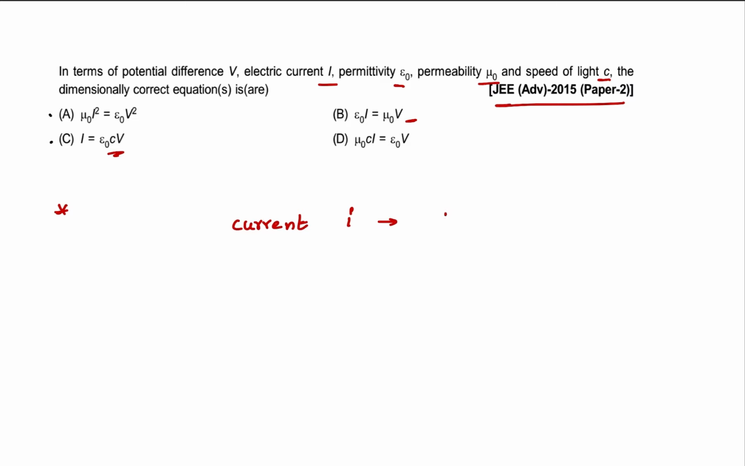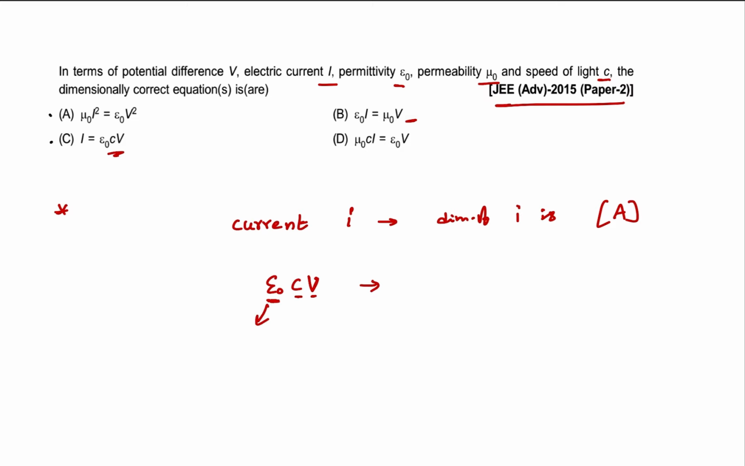How can I write the current? The dimension of I is A only. That is not required for me actually. You check epsilon naught C V. What is epsilon naught here? Epsilon naught, C and V: C is the speed of light and V is my voltage. I am writing the relation of epsilon naught, C and V.